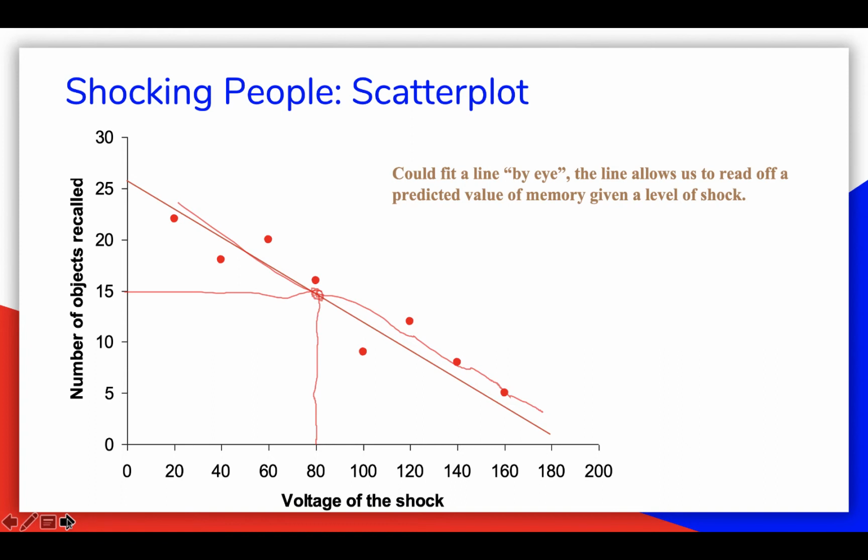Oh, my hand-drawn line got really close to the PowerPoint line, right? My eye is not too bad. But what we can see here is this line gives us a prediction for what we would expect. But again, it's a potentially inaccurate line in some ways because I did it by eye.